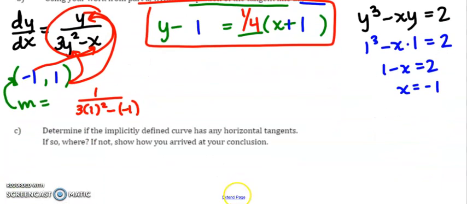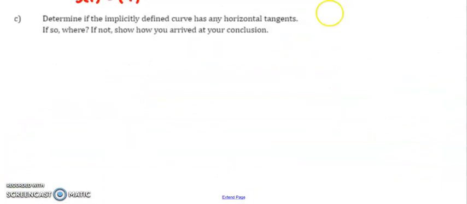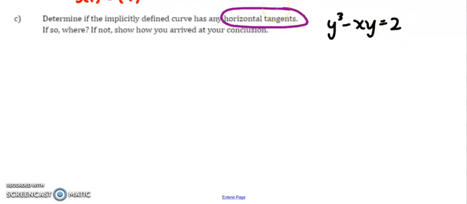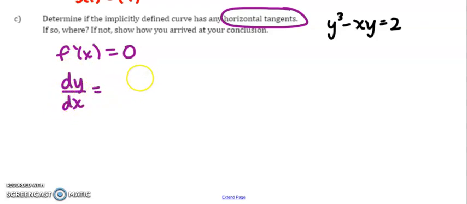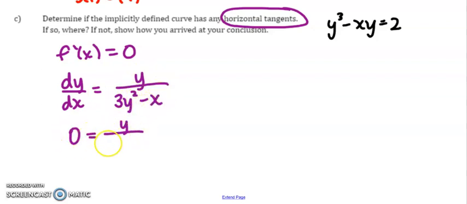The last part, determine if the implicitly defined curve, which was y cubed minus xy equals 2, has any horizontal tangents. As soon as you see the phrase horizontal tangent, you should be thinking that the derivative needs to be equal to 0. If so, where? If not, show how you arrived at your conclusion. Well, I'm not talking about f prime because I don't have a function, I have a relation. I'm talking about dy dx. My dy dx that I found was y over 3y squared minus x. So I'm going to set dy dx equal to 0.